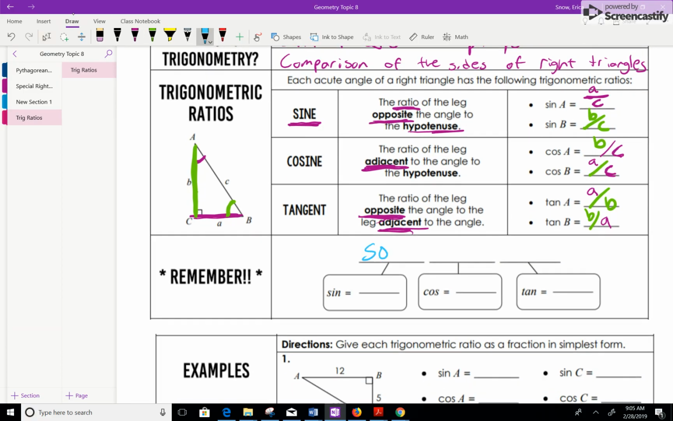That mnemonic is SOH CAH TOA. SOH means opposite over hypotenuse. CAH is adjacent over hypotenuse. And TOA, or tan, is opposite over adjacent.